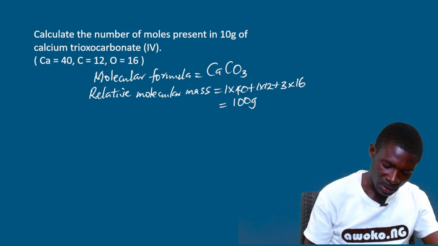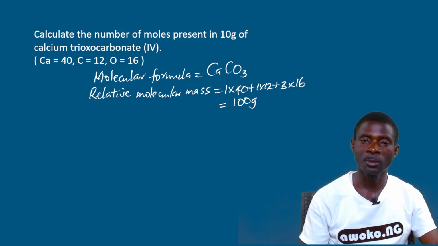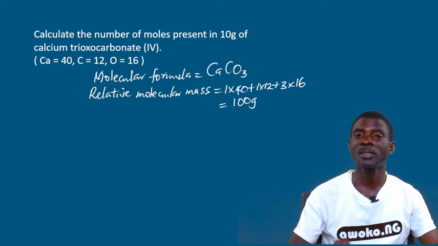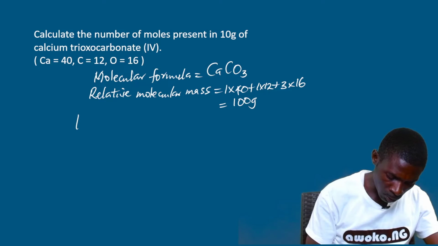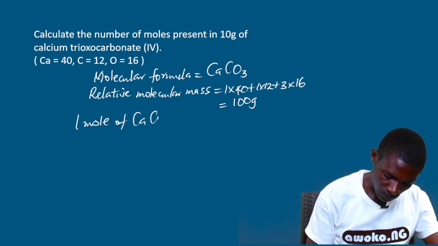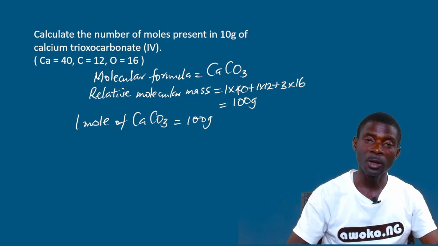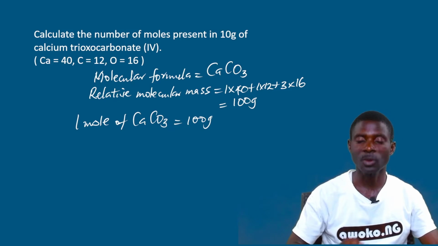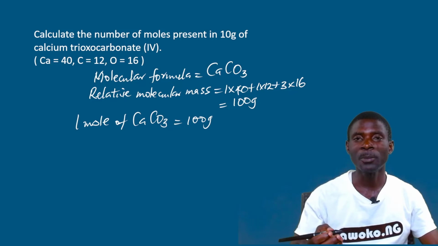Of course, we know that from our discussion on the relationship between mole and relative molecular mass, we say 1 mole of a substance is equal to the relative molecular mass. So we can simply say 1 mole of CaCO3 is equal to 100 grams. So 1 mole of a compound is equal to the relative molecular mass of the compound, as we have here in calcium trioxocarbonate 4.